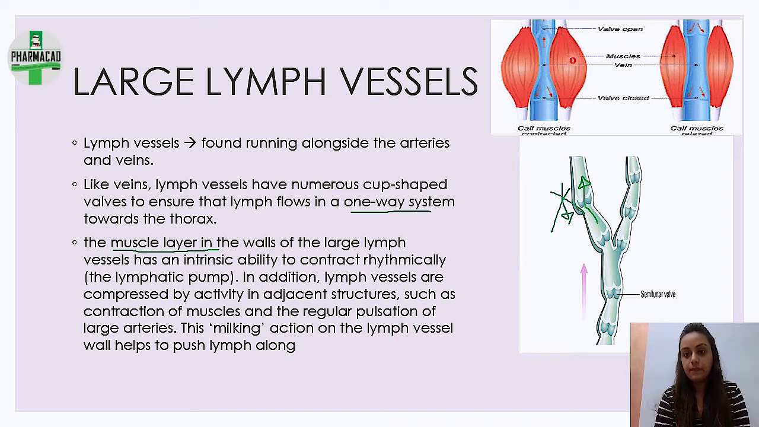These muscles, when they contract, push the channel of venous blood upwards, right? Similarly in lymph also, the muscles adjacent to the lymphatic vessels contract and thus push the lymph channel upwards. Two mechanisms, easy to understand. One is just similar to that of the venous system. This regular pulsation is called the milking action, and it helps to push the lymph along and ultimately reach the thoracic ducts.